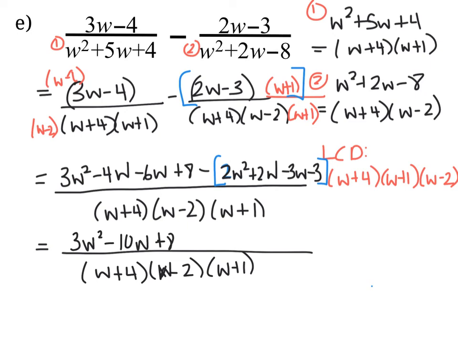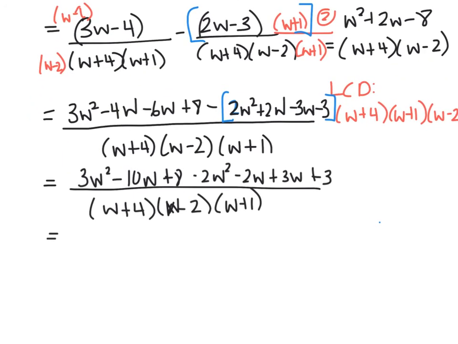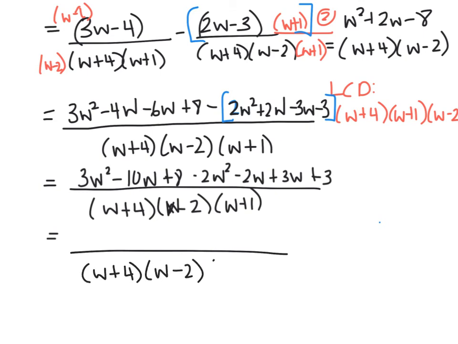Hopefully I haven't made an algebraic error so far. I'm going to multiply this negative in here. So I've got negative 2w squared minus 2w plus 3w plus 3. Woof, are we done yet? Nope. Keep on going. We're almost done. Let's keep simplifying that numerator. On the denominator, we got this w + 4, w - 2, w + 1.